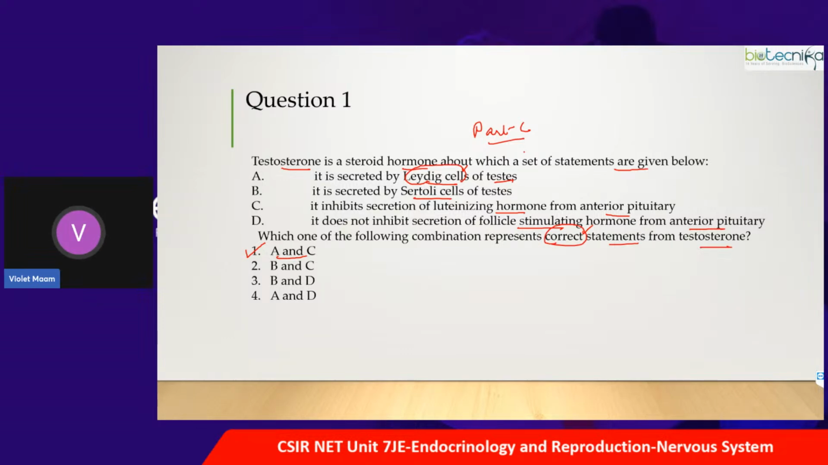So what is the function of Sertoli cells? Do you all know? It's very important to know the function of each and every cell that is mentioned. So what is the function of Sertoli cells?